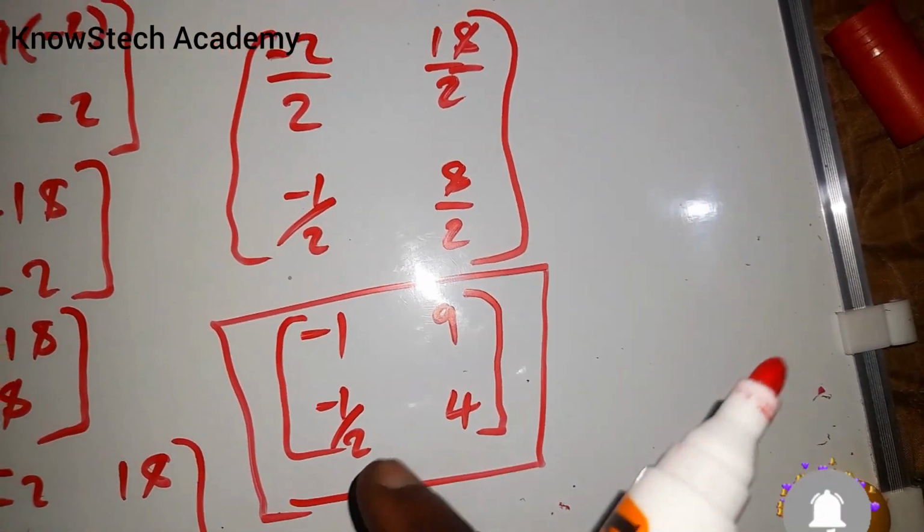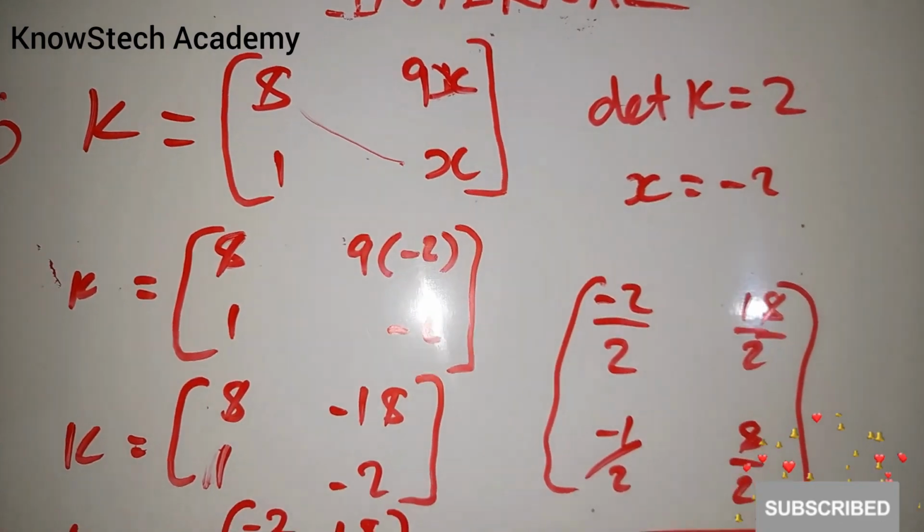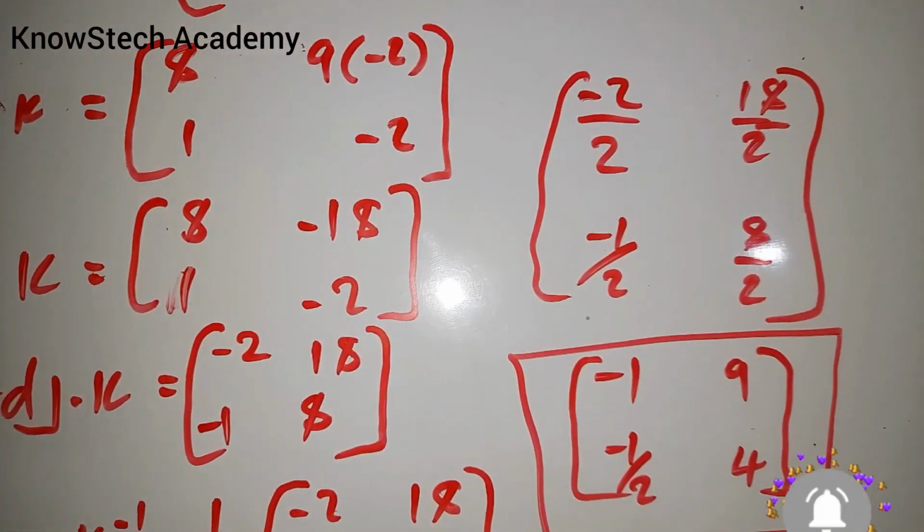This is the final answer. This is the inverse matrix of K. Okay, that's it.